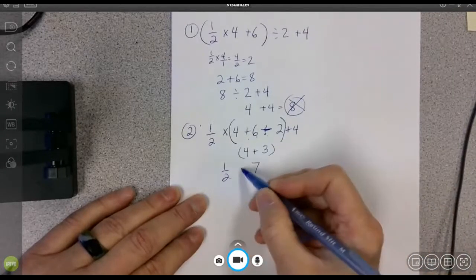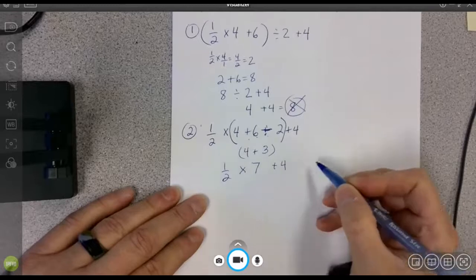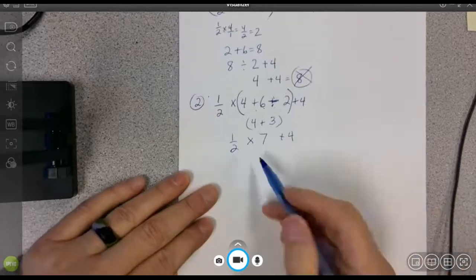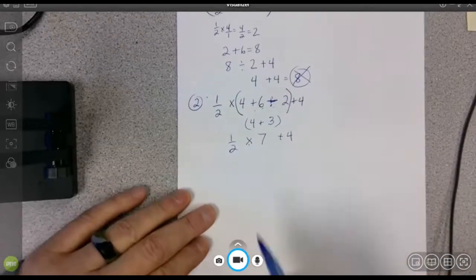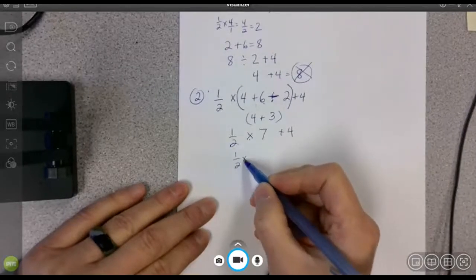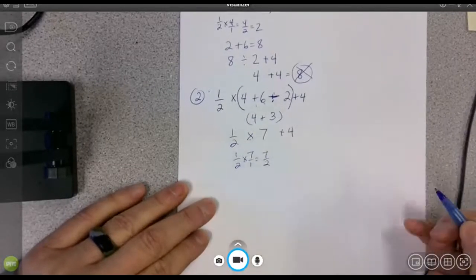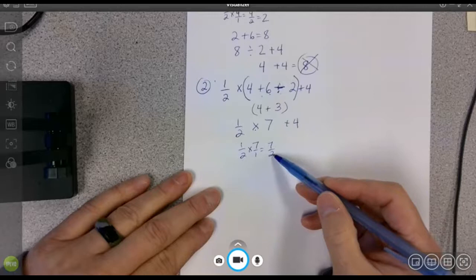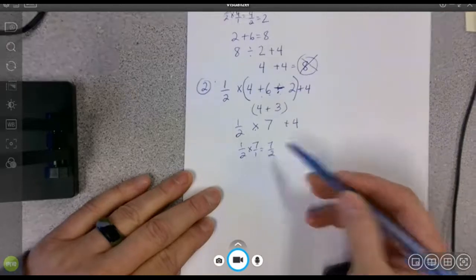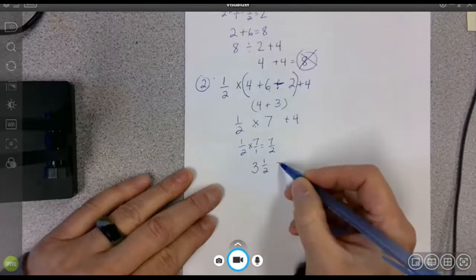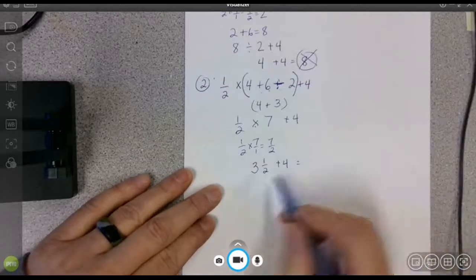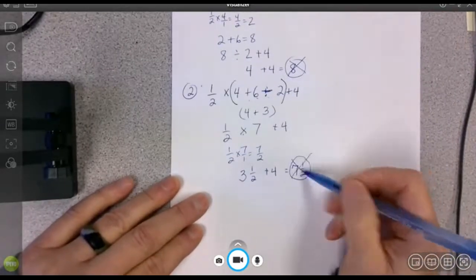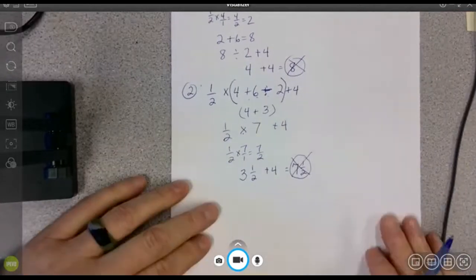Then I have 1/2 times 7 plus 4. I'm going to do my multiplication before addition. So I know that 1/2 times 7 is 7/2. And if I make that into a mixed number, I can make 3 groups of 2 with 1 left over. So it then becomes 3.5 plus 4. I add my whole numbers, 7. 7.5 is my answer. It is not 9. So this is not correct. My parentheses is not in the right place.